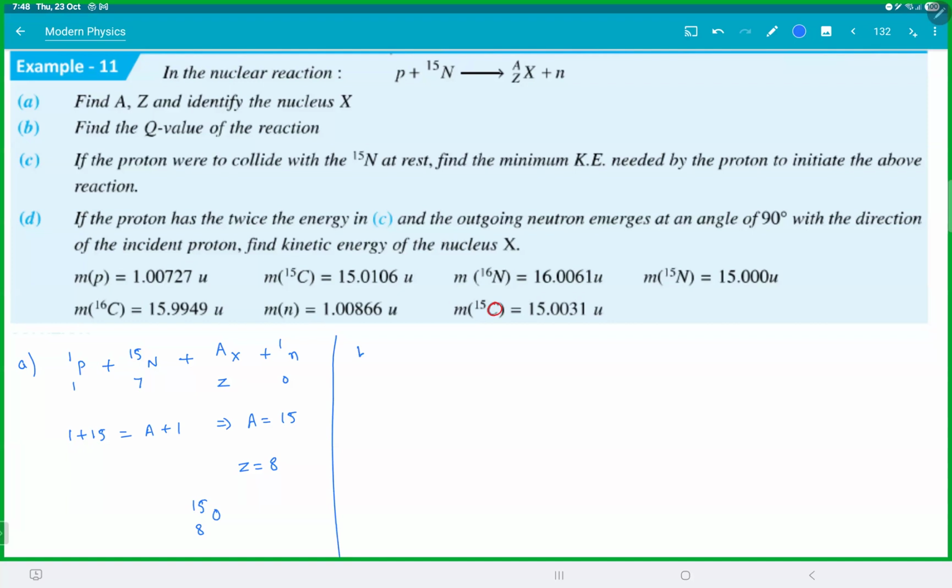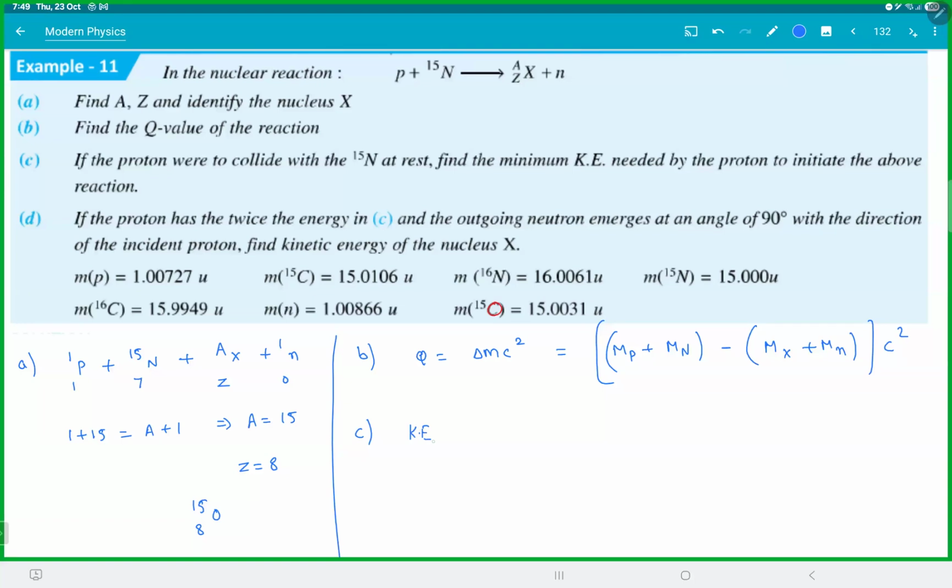You got the A part. What is the B part, the Q value? Q value will be the mass defect, delta m c square. So how much would this be? Mass of the proton plus mass of the nitrogen minus mass of the X element plus mass of the neutron, times c square, which is 931.5. Since you know the c part already, you can directly do this.